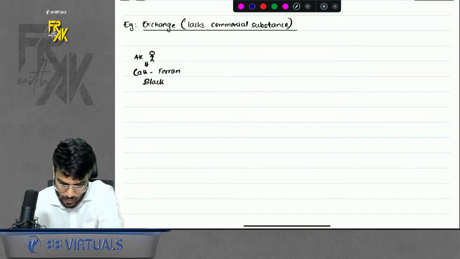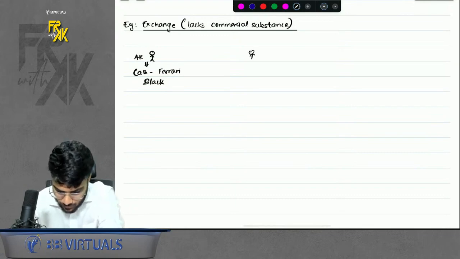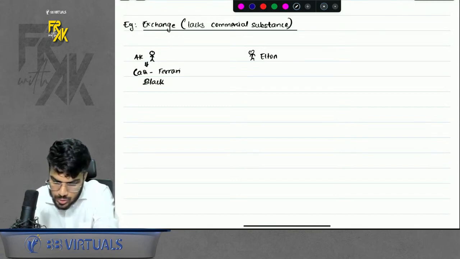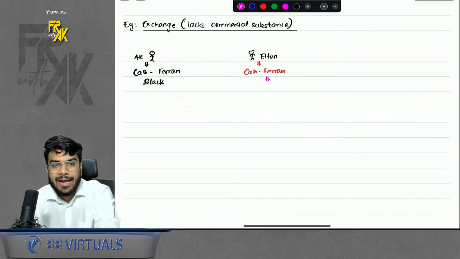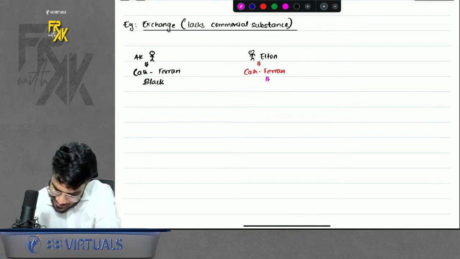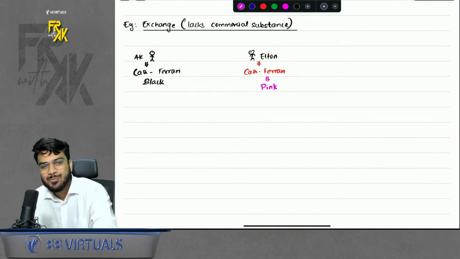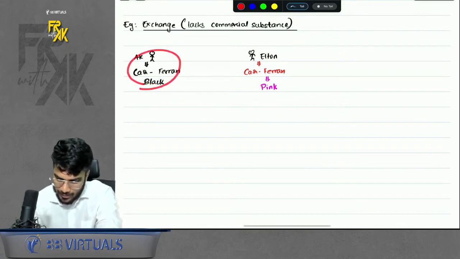Now, on the other hand, there is one guy named Elton. He also has a Ferrari, the same car. But the only difference is he is a little inclined towards the color pink piggy poo. That means he has a Ferrari which is pink in color. He's inclined towards such colors. Pink piggy poo means pink color. So here is one guy AK and here is one guy Elton.